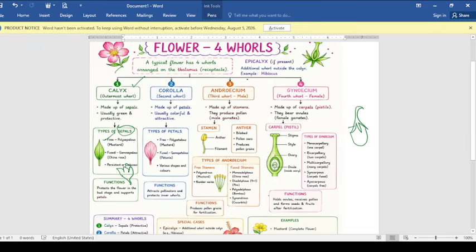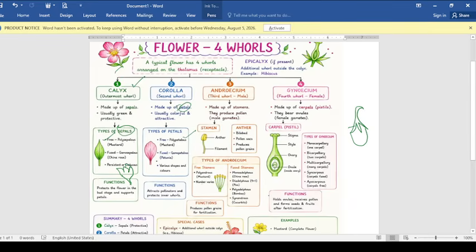Next, we are moving to the second whorl, which is called corolla. Corolla is the colorful whorl of the flower. It usually attracts insects for pollination. The unit of corolla is petal. Again, if petals are free from each other, as in mustard, we use the term polypetalous. If they are fused, as in petunia or members of Solanaceae, that condition is called gamopetalous.